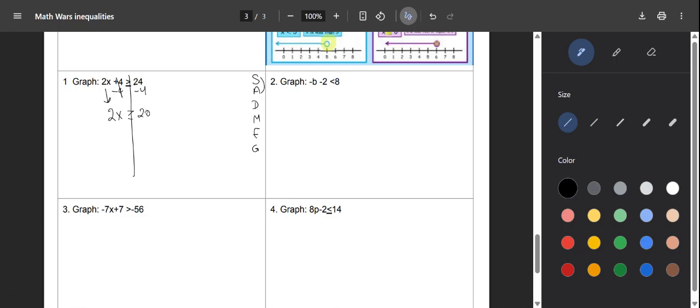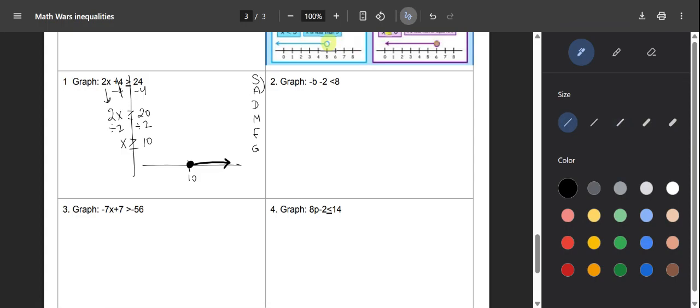Now I need to solve it like it's a regular one-step inequality like we did last lesson. I'm going to divide by 2. Now I'm dividing by a positive 2, so I do not need to change my inequality. X is greater than or equal to 10. So I put that on my number line. I fill in the circle because x could be equal to 10, and then everything that's bigger.